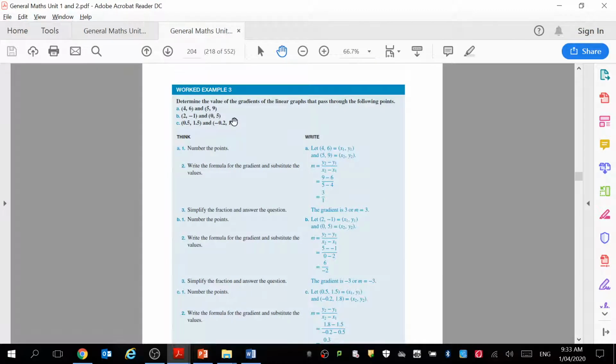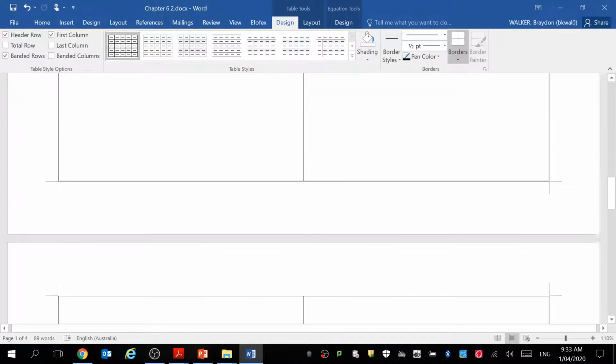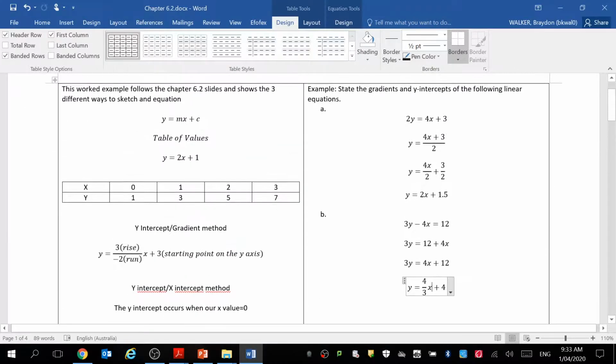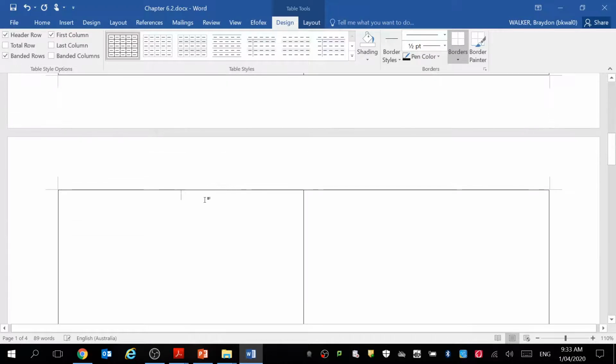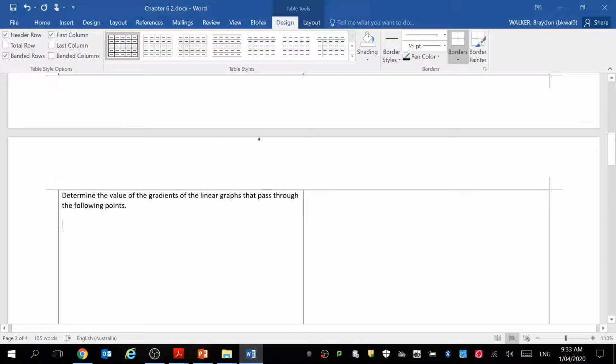Okay, for our final example. Looks like they do jump into the formula straight away. So I'll actually just go through the first one here, because I know this video is getting quite lengthy. Just quickly pull that back onto the previous page. So what this question is asking us to do is to determine the values of the gradients of the linear graphs that pass through the following points. So we've got 4, 6 and 5, 9.